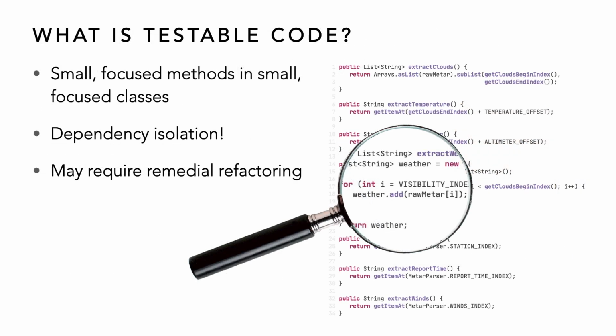Not surprisingly, testable code looks an awful lot like well-factored object-oriented code. Small focused methods and small focused classes means exactly the same thing as highly cohesive code, and dependency isolation means the same as loosely coupled code. These are key aspects of object-oriented design. Also, to be able to make existing code more amenable to testing, you may have to perform some remedial refactoring prior to writing any tests.